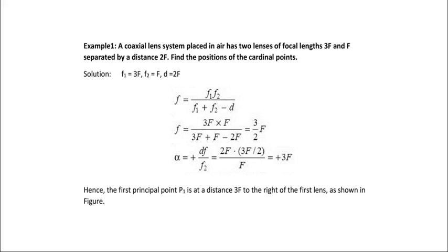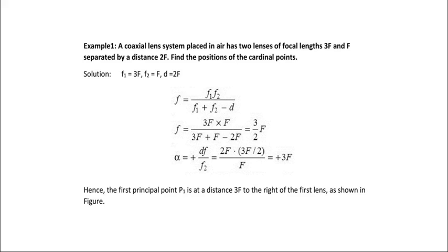Solution. Here f1 is equal to 3F, f2 is equal to F and d is equal to 2F. The formula is f = f1 f2/(f1 + f2 − d). f = 3F × F/(3F + F − 2F). After substituting the corresponding values, f is equal to 3F/2.